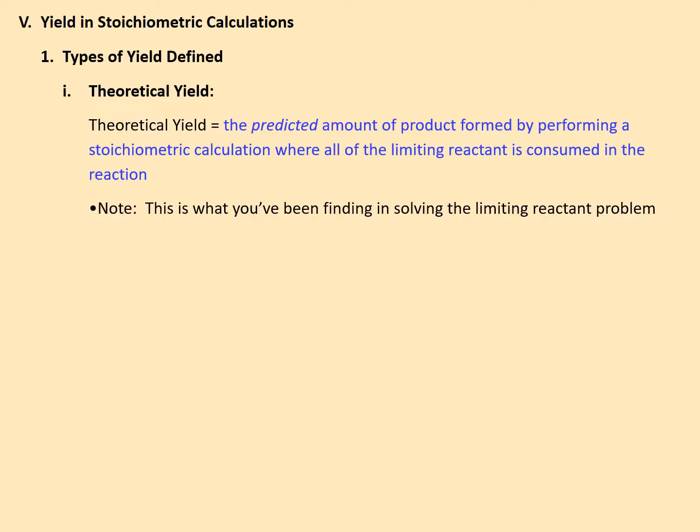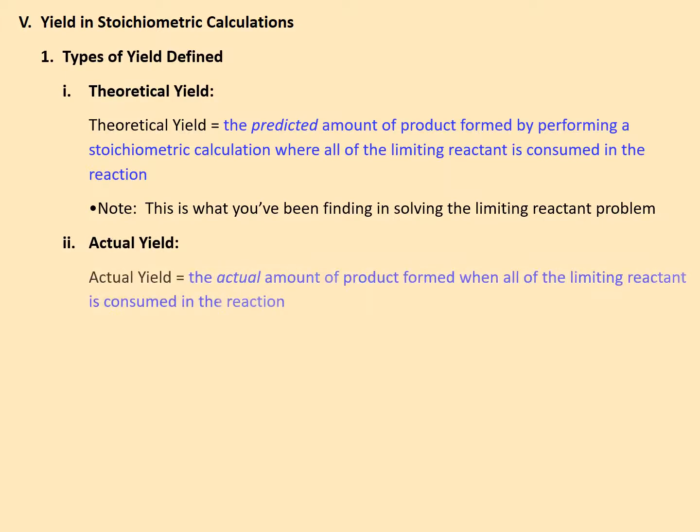And I say here, this is what you've been finding in solving the limiting reactant problem. Now we're just going to give a name to it. We're going to call it the theoretical yield. It turns out, for many reasons, that the actual yield, in other words, the actual amount of product that can really be formed in the chemical reaction when all the limiting reactant is consumed, is going to be slightly less than what we would predict in theory. In other words, the actual yield will be less than the theoretical yield.